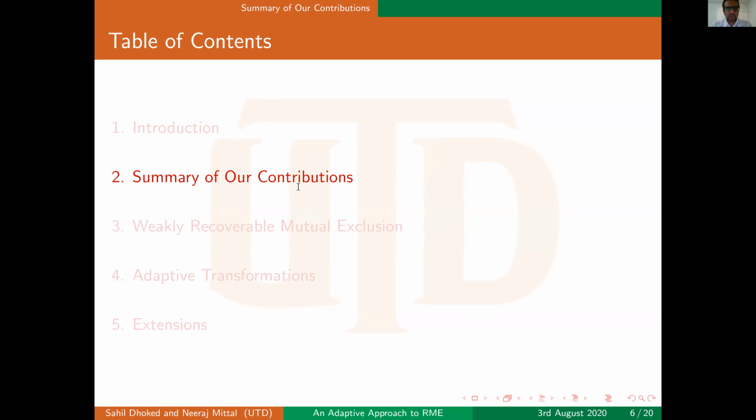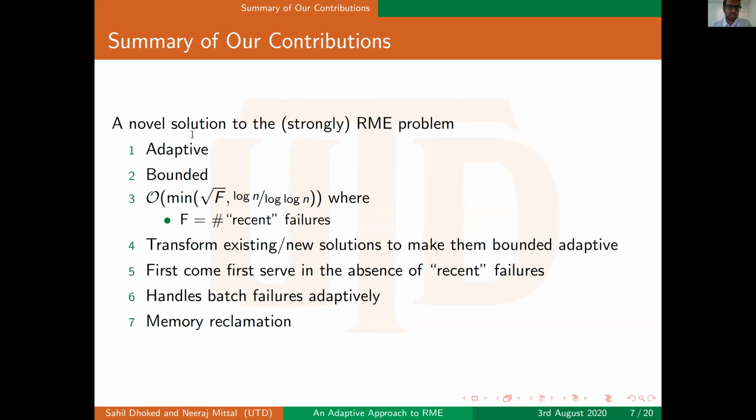Now we'll present a small summary of our contributions to recoverable mutual exclusion. We have presented a new solution, which we like to call the strongly recoverable mutual exclusion problem. Our solution is adaptive. It is bounded. The RMR complexity is given by the minimum of square root of f and log n by log n, where f is the number of recent failures in the system.